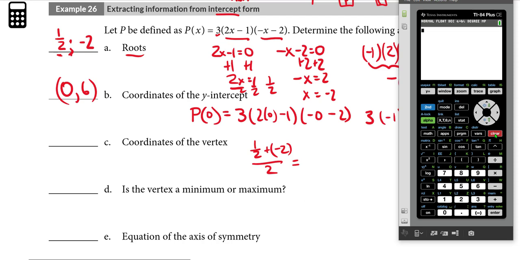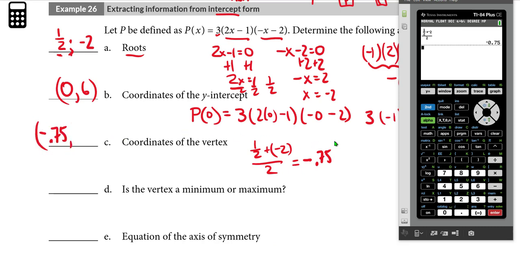It's perfectly fine. So I am going to do this the fancy schmancy way, and I'm going to use my alpha F1 menu so that I can get these fractions in here. So this is 1 half plus negative 2. I should put that in parentheses to be safe, but I'm living on the edge. So that is going to be negative 0.75. So I know my x coordinate at the vertex is negative 0.75.